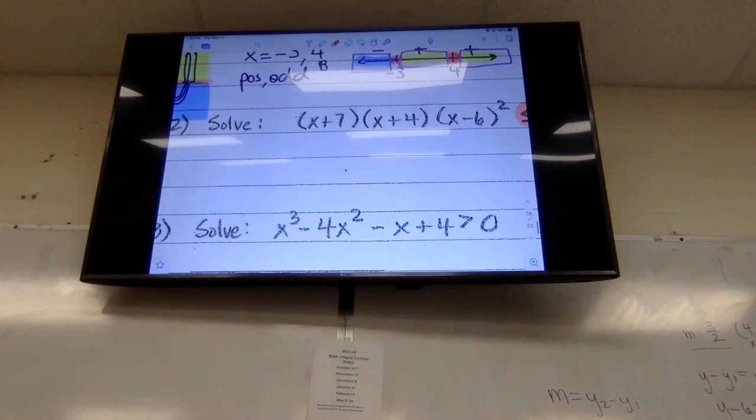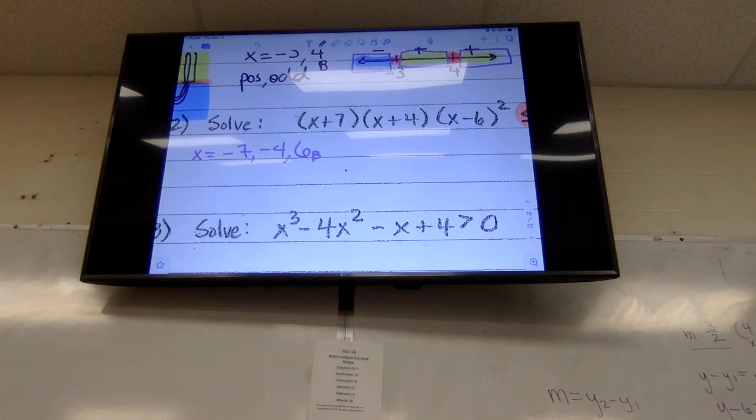Okay, we're going to do a similar one. So after we do a couple of these, some of the questions will kind of work their way out. What are my zeros for number 2? Good? Anything special with any of my zeros? Good, 6 is going to bounce, okay? So we'll make note of that.